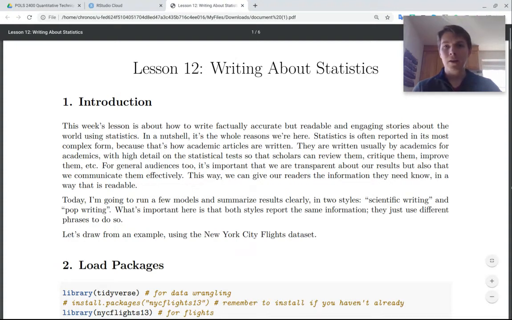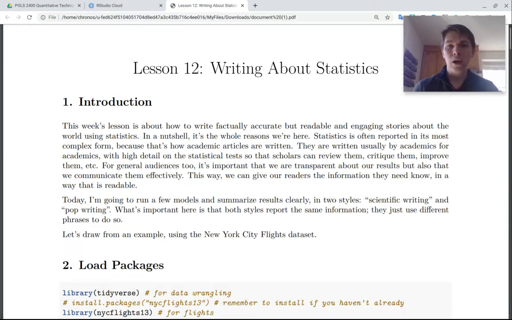Hi, everyone. I'd like to share with you Lesson 12, Writing About Statistics. This is paired with a Blackboard PDF that you can read through that has the same code, and you can run it yourself. This week, I'd like to share how you write factually accurate statements about statistics in a way that's readable and engaging.